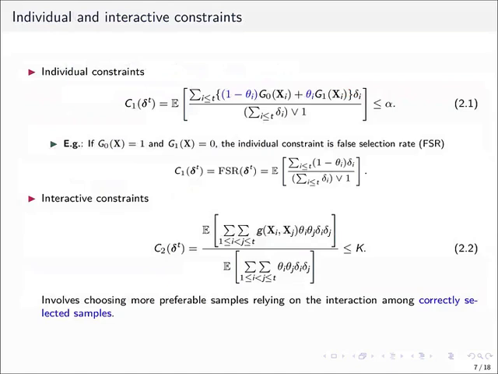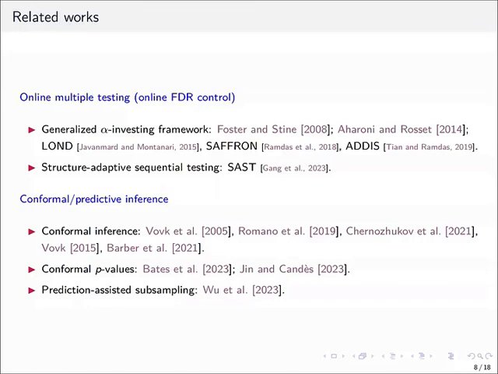This is the formulation of these 2 constraints, and one example of individual constraint is the false selection rate, and the interactive constraint can capture the similarity or diversity of the correctly selected samples. And these are 2 closely related topics of our work. The first is online multiple testing, and the second is the predictive inference. We review the literature in our paper.